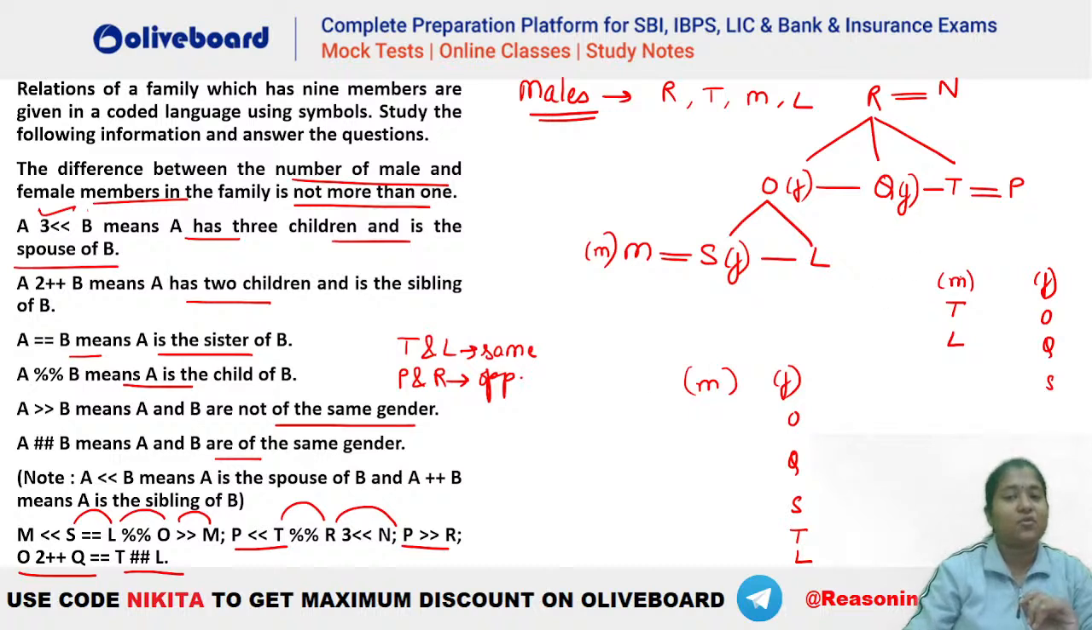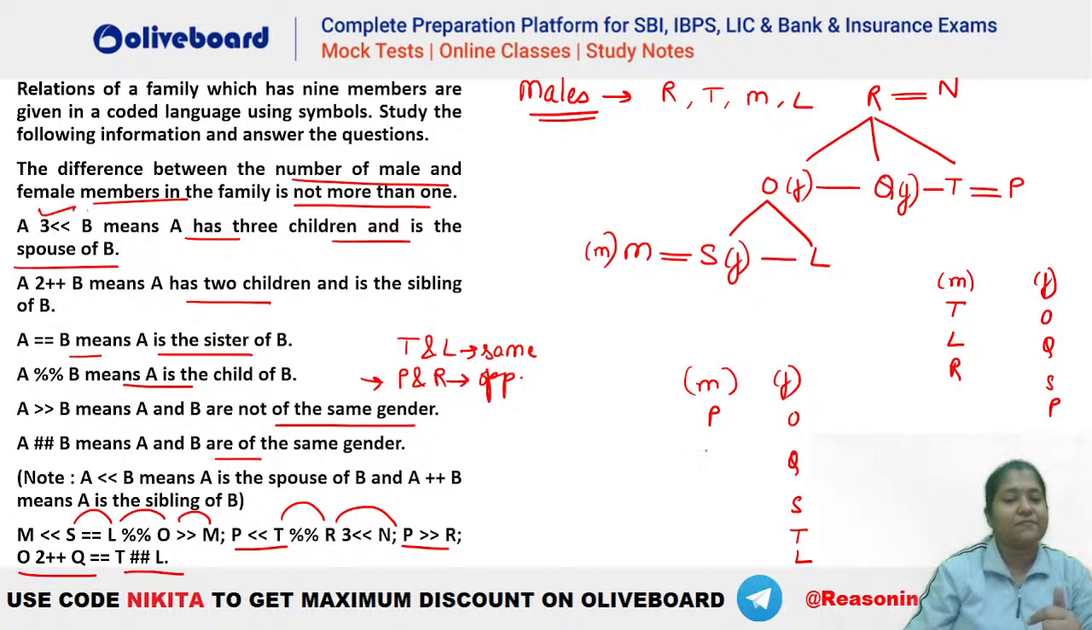Now it is known that T is the spouse of P. So if T is a male, P has to be a female. Similarly here, if T is a female, P has to be a male. Okay. Now P and R are of opposite gender here. So if P is female, R will be male here.